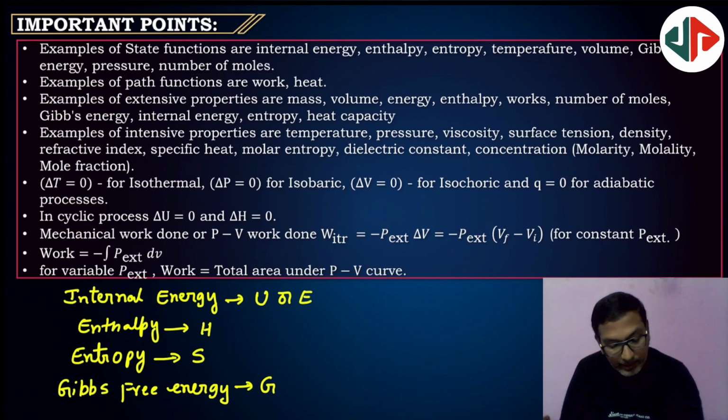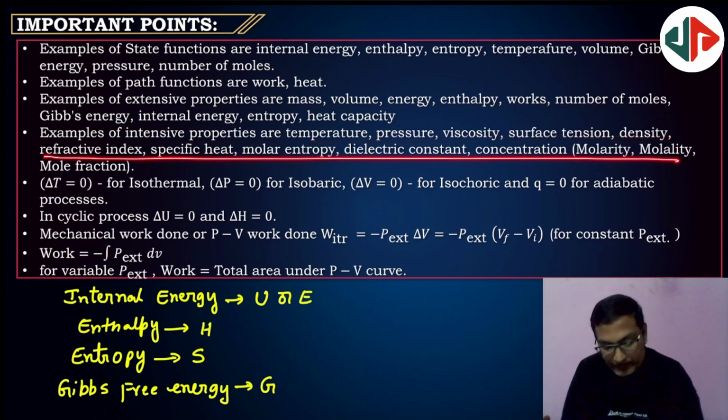Next, examples of path functions. Work and heat. These two depend only on path, independent of initial and final states. Next, examples of extensive properties. Extensive properties are those properties which depend on the amount of substance. So all these are extensive properties. Next, intensive properties: the properties which are independent of the amount of substance. So all these are intensive properties.